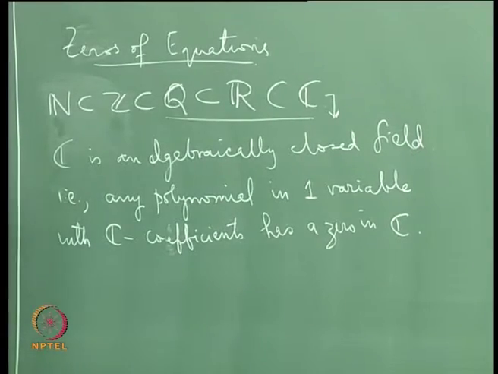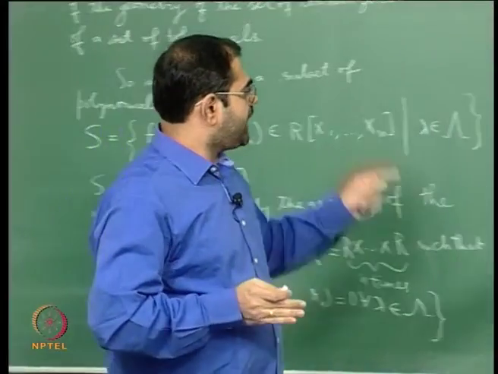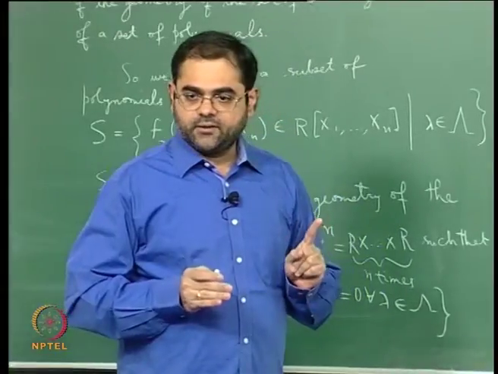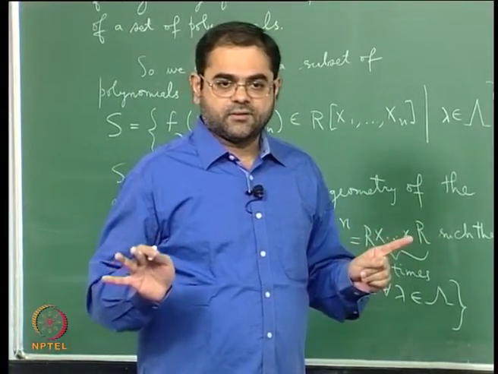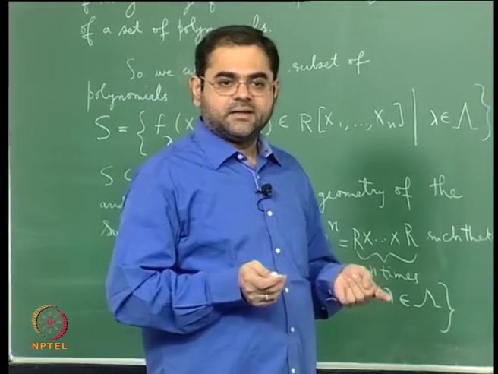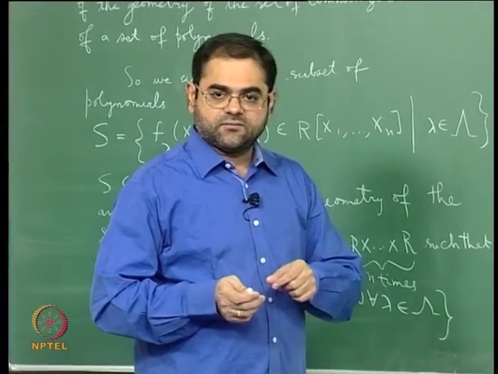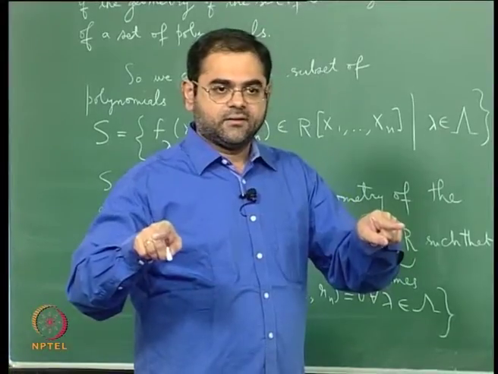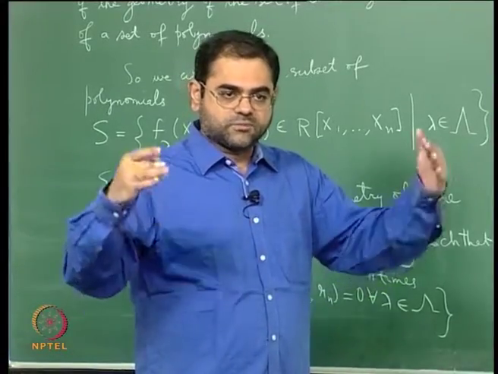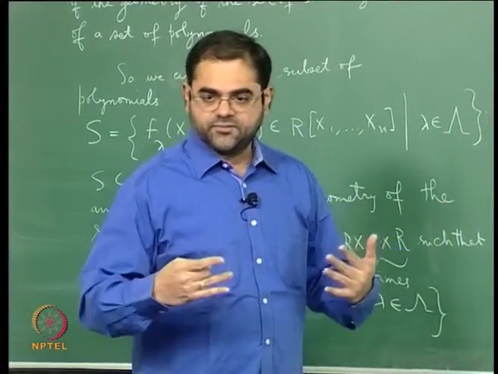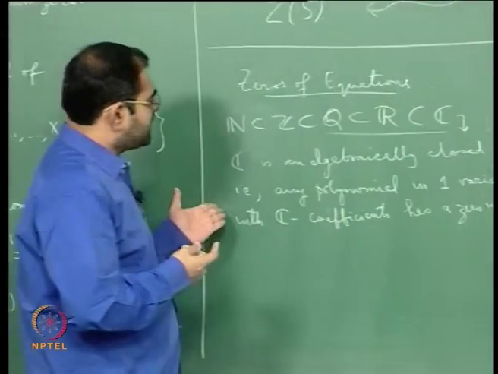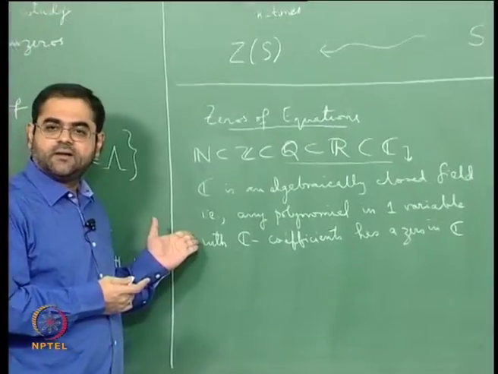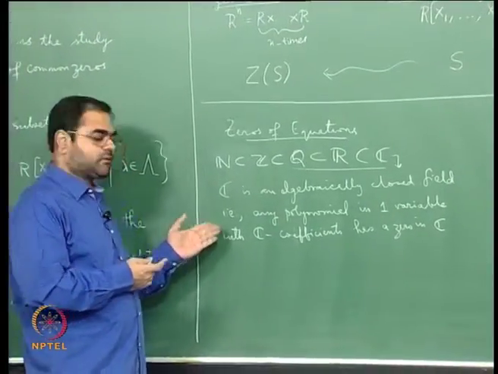An algebraically closed field is a field such that if you take any single polynomial in one variable over that field, then all its zeros are in that field. That means that you can find all the zeros in the field itself, you do not have to extend the field, you do not have to extend your number system to something bigger where you will get the zeros, okay.